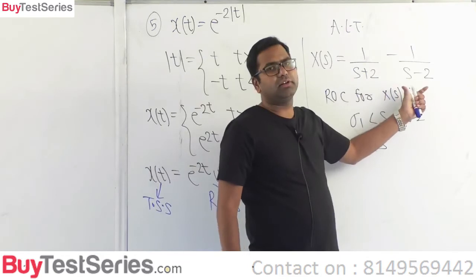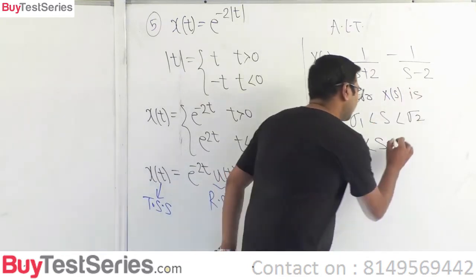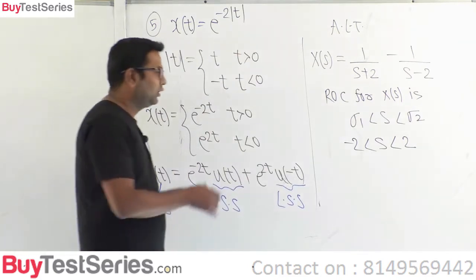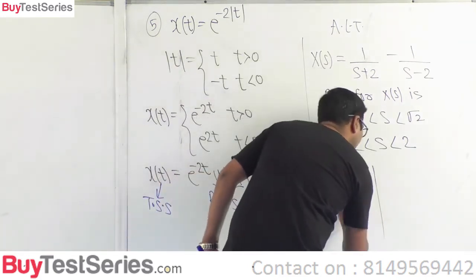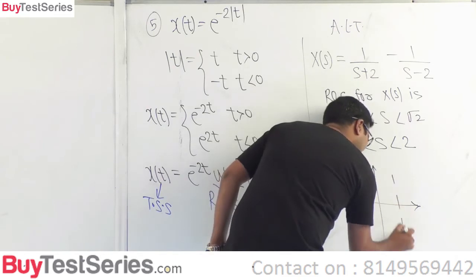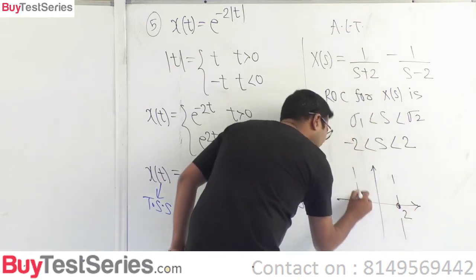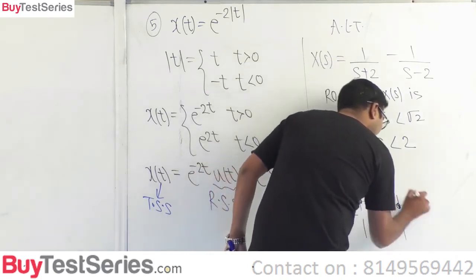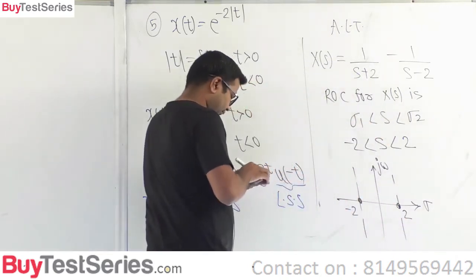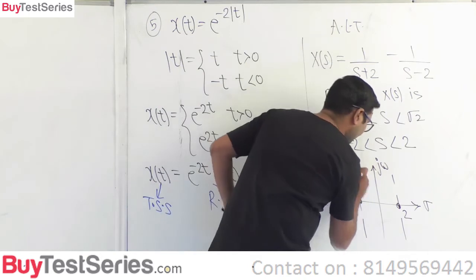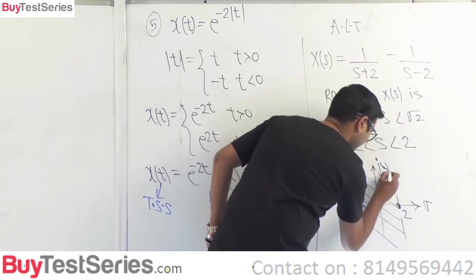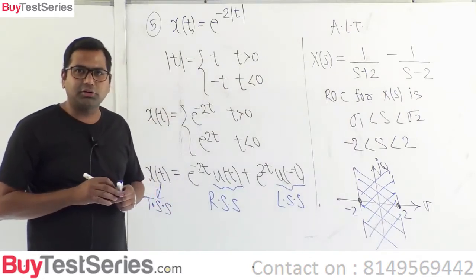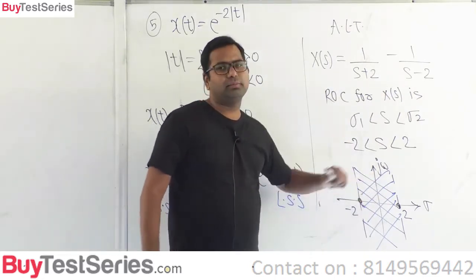The pole from the left sided portion is 2. Therefore, sigma 2 is 2. Is this ROC possible? The ROC is possible because you can have a value of s which is less than 2 but greater than minus 2. Therefore, the ROC here can be shown as the region between minus 2 and plus 2.